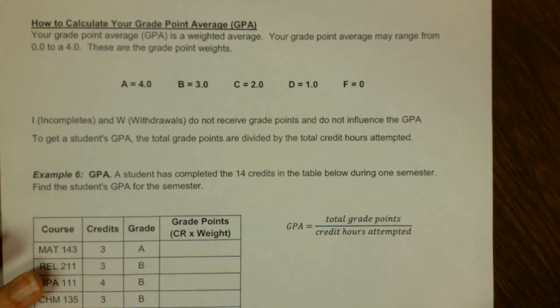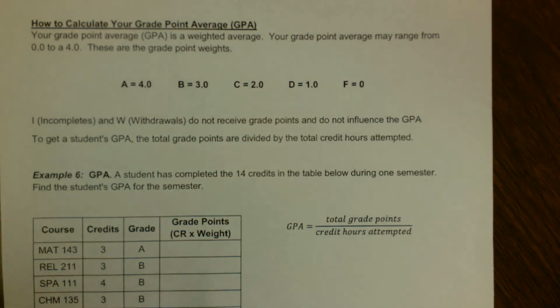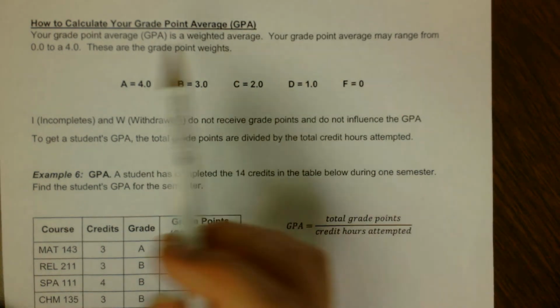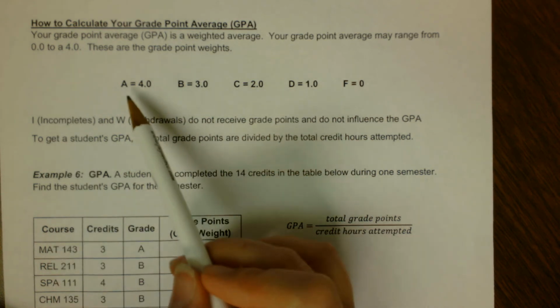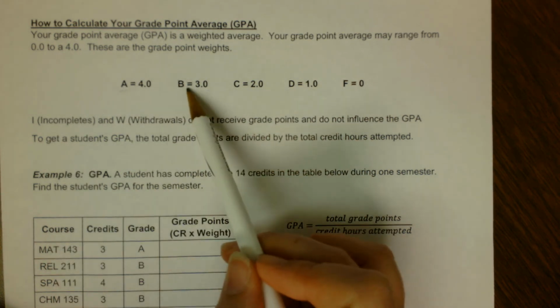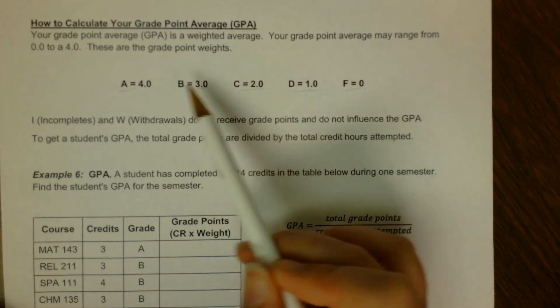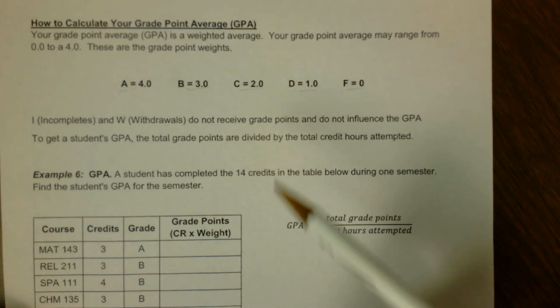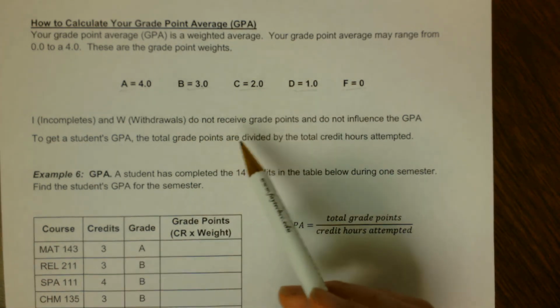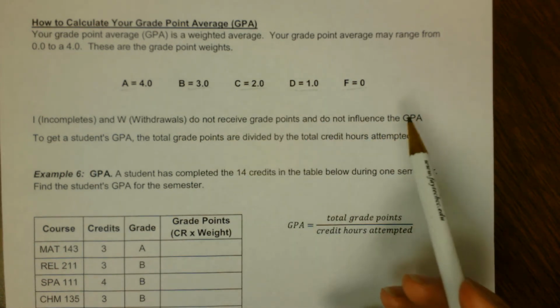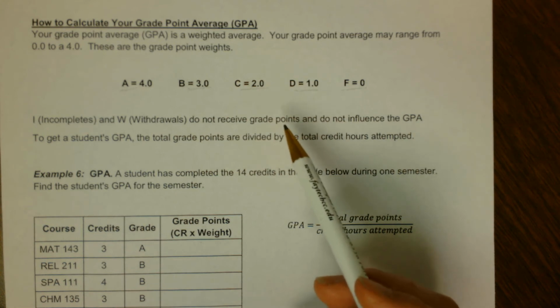Okay, something else that students come across a lot is GPA. So GPA stands for grade point average. This is a weighted average, and it's a scale from 0 to 4, where an A is a 4.0, B is 3.0, C is 2.0, D is 1.0, and F is a 0. So depending on the grade you get in the class, that's how many points you get. Incompletes and withdrawals don't give grade points, so they don't influence GPA. Also, pass-fail classes don't influence your GPA.